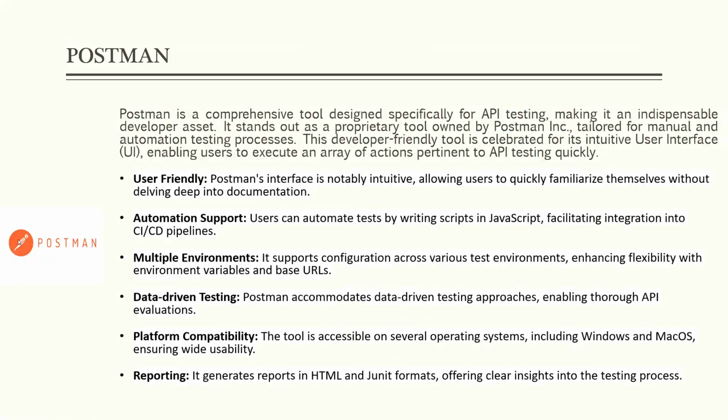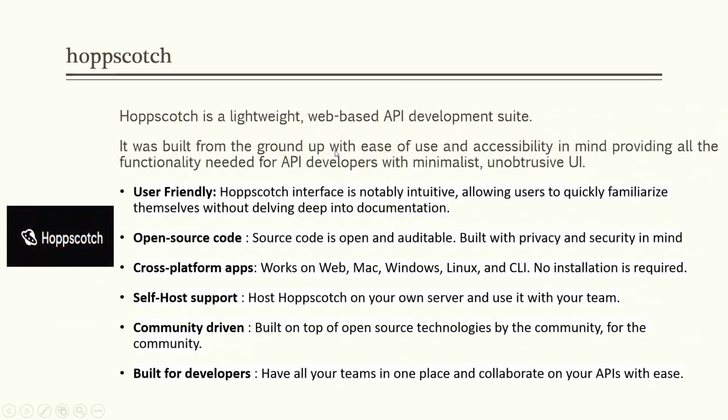Now let's go back to our tools. There is another tool which is fairly new, which is Hopscotch. It's based on Postman. It's very lightweight. The convenience is a web-based API development suite. It's built for a minimalist and unobstructed UI. It is user friendly also. It's open source, it's cross platform, so you can self-host it also. It's community driven and mostly built for developers, but you can use it as a tester also.